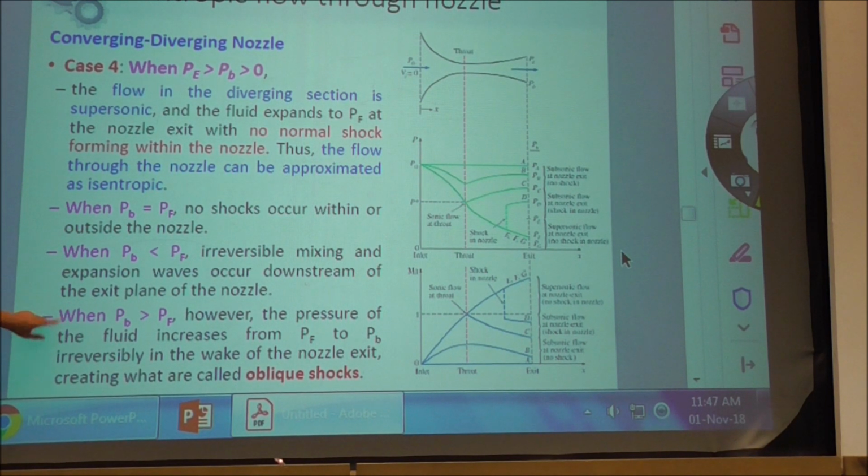Okay? If you do not do it enough, then you will push the normal shock into the outlet, but you do not limit it. You do not eliminate it. Then it will become the oblique shock, and it is more complicated than the normal shock.